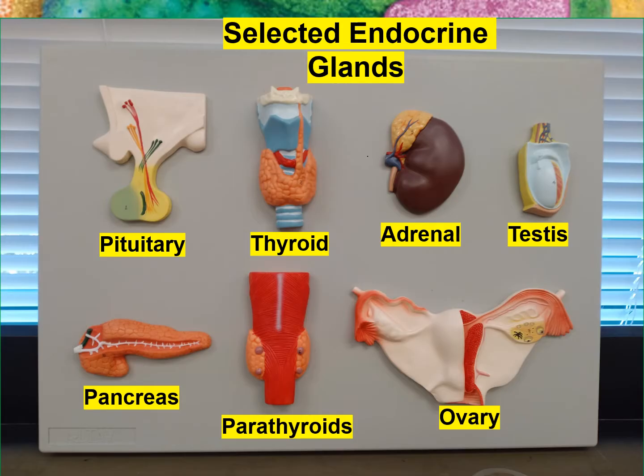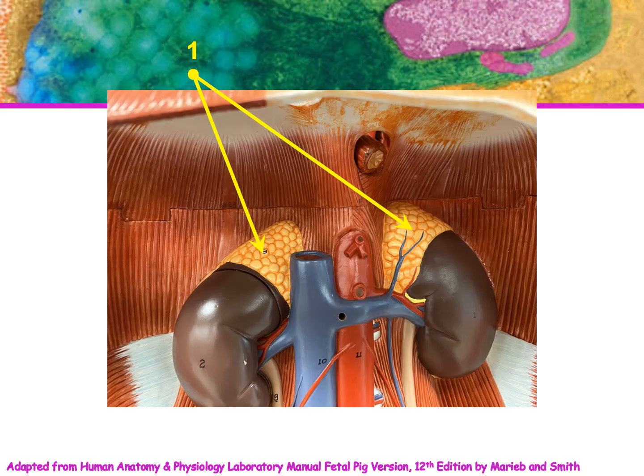So here on our model, we see that this third model in the upper row shows us a kidney, and sitting atop a kidney is the adrenal gland. Okay. So the adrenal gland is also called the suprarenal gland because it sits on top of or near to the kidney. Here we see the paired adrenal glands sitting atop the kidney in our torso model.